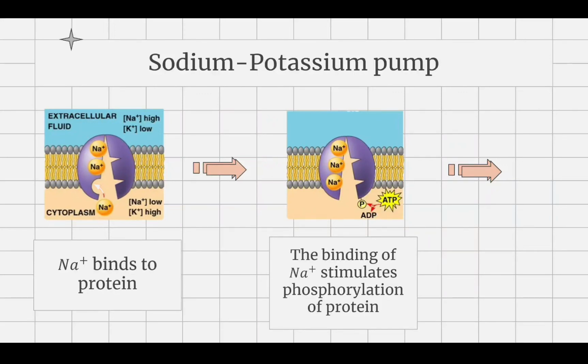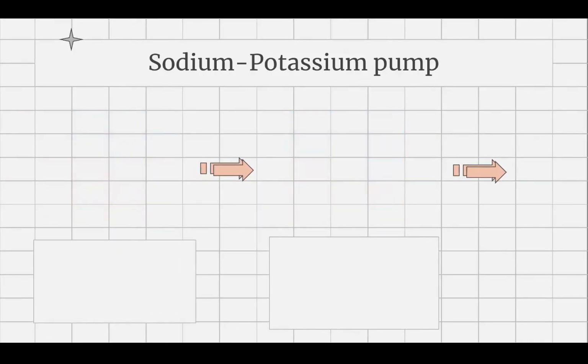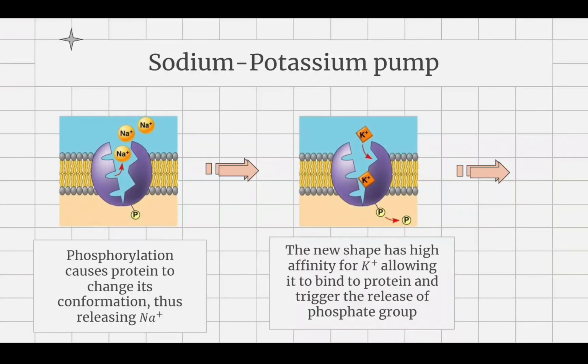Sodium will bind to the protein because at this shape, the affinity for sodium is high. The binding of sodium will stimulate the phosphorylation of protein, which causes the protein to change its conformation, thus releasing the sodium.